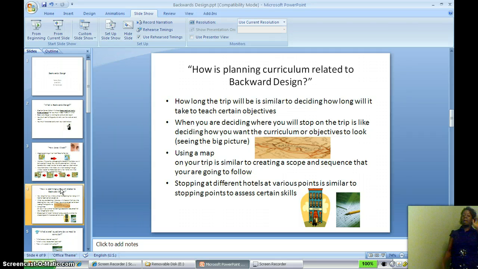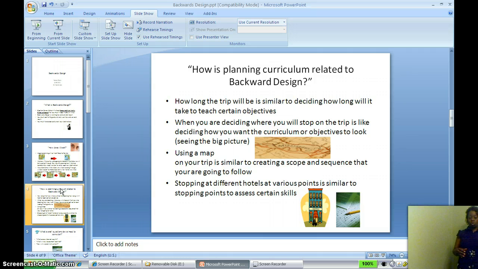Now, when we're thinking about backwards design, we want to think about how is planning curriculum even related to backwards design. So when we think about planning a trip, we think about how long is this trip going to take us. This is going to be very similar to deciding how long in our curriculum is it going to take us to teach certain objectives. When we were deciding what stops we were going to make going from Texas to Florida, it's like deciding in our curriculum what our objectives are going to look like. How are our students going to see the big picture of what we are teaching?